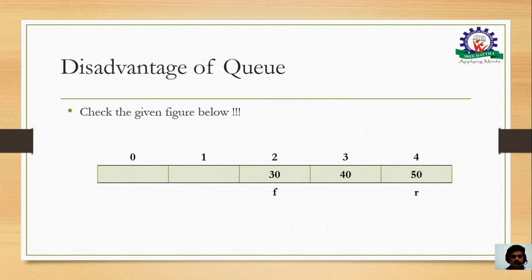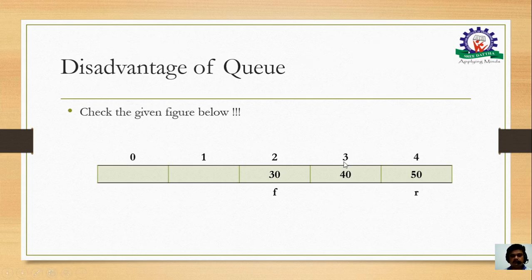Now let us see, when I implement the normal queue with an array, what disadvantage makes me go for the other different types of queues. I hope you are seeing the figure on the screen. This is the situation when I have inserted 5 elements, say 10, 20, 30, 40 and 50, and then I delete the first 2 items, that is 10 and 20.